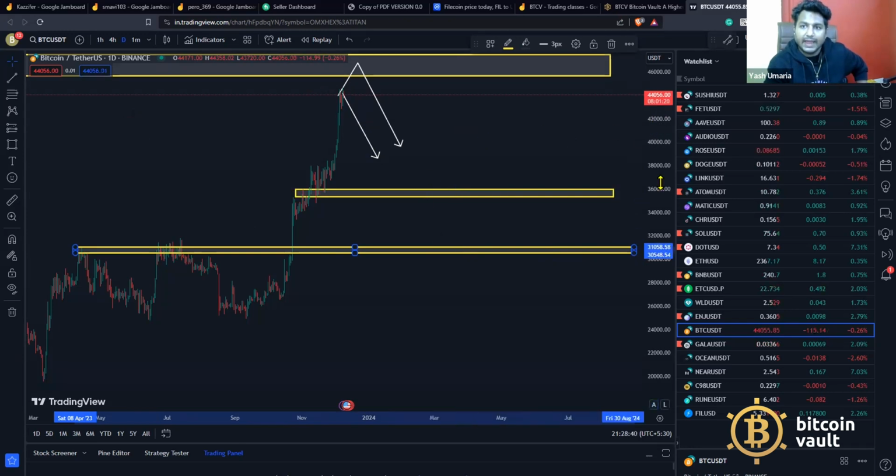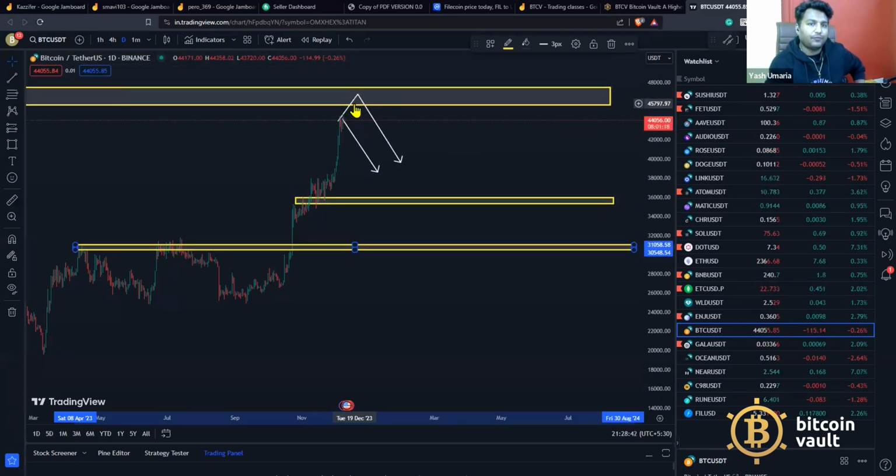And about the resistance level, I believe somewhere close to 45,000. Now it can be 44, it can be 46, but it will be close to 45,000. And this is the range. From this range, I believe the market must move down.